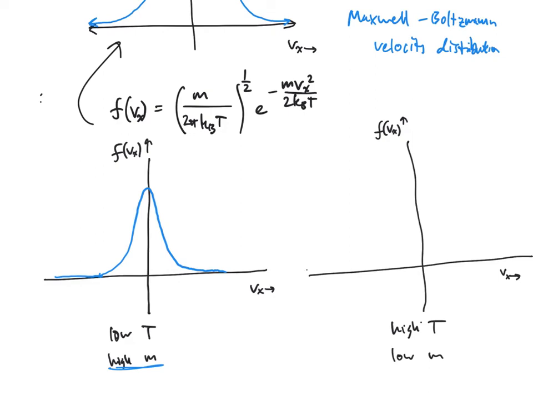If we have a high temperature, or if we have a low particle mass, then the curve gets much broader and would look something like that. Hopefully this also makes sense to you. The higher we raise the temperature, the more likely we're going to find more particles at these higher velocity magnitudes.